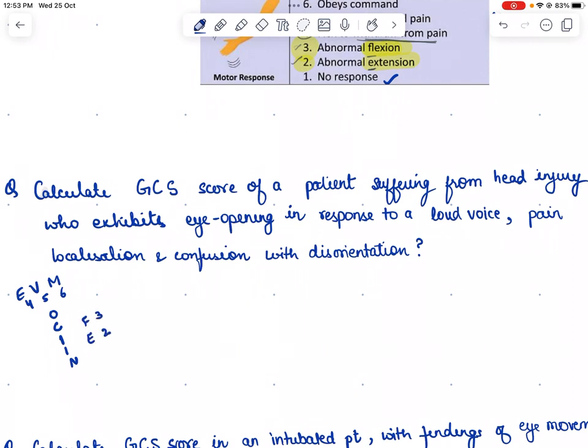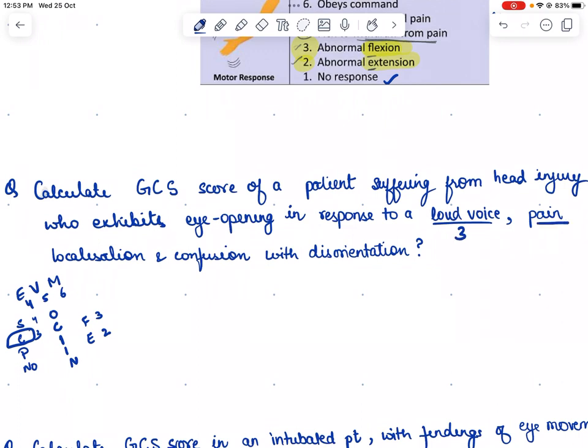Okay, and then I already know that in the first one, spontaneous movement is there. After that there is movement on command, and after that movement on pain will be there, and then there is no movement. So in eye opening in response to a loud voice, like he opens his eyes when he hears some sound, like in command, so we will give a command. So 3 points is for command.